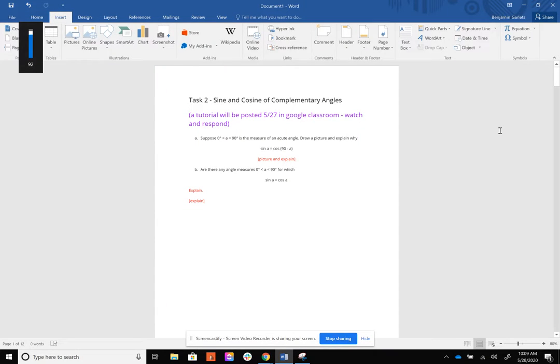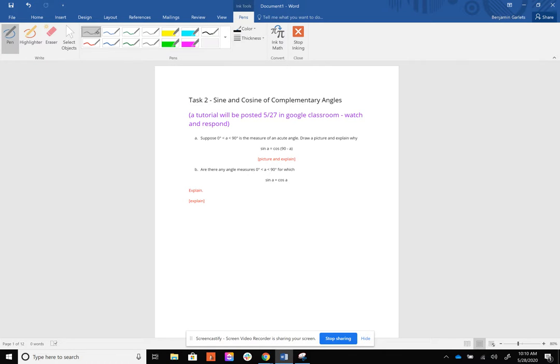Good morning. All right, so we're going to take a look at a couple of these tasks. I'm going to start with task 2. So we're dealing with trigonometry here, and I've got a couple tasks. This one deals with the sine and cosine of complementary angles.